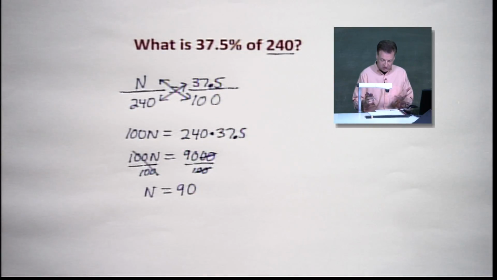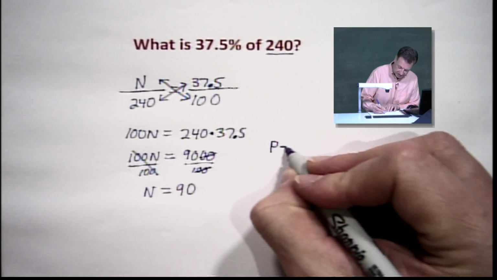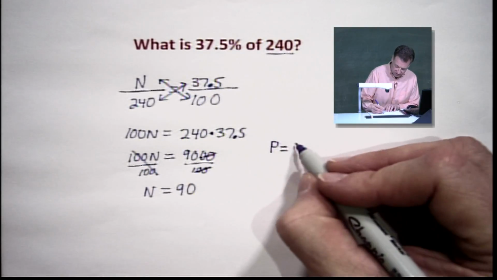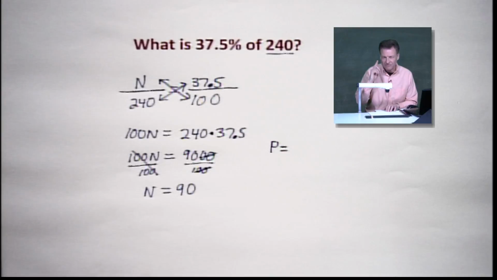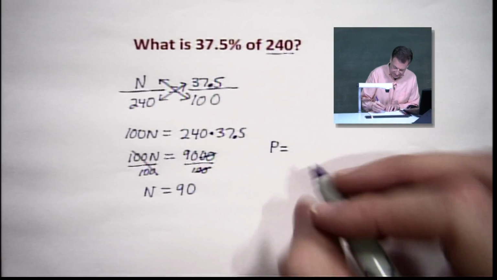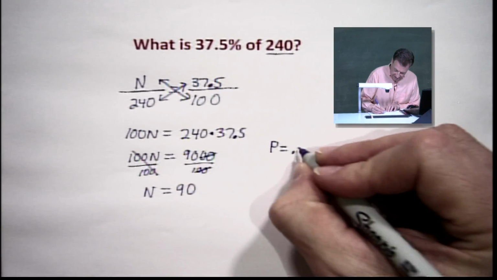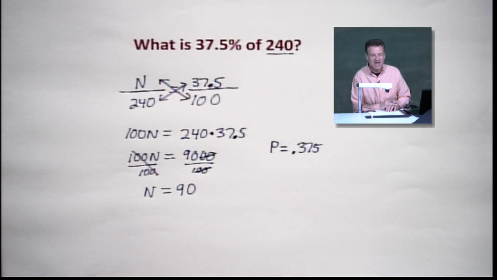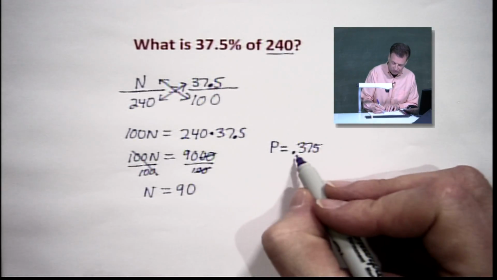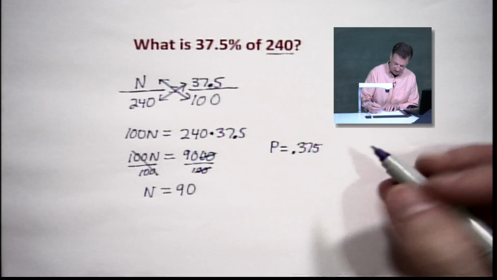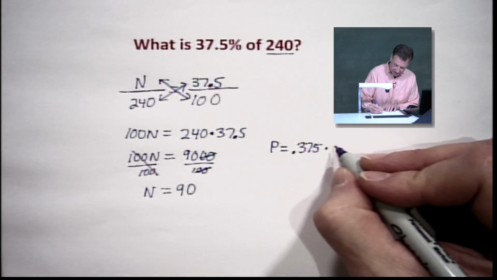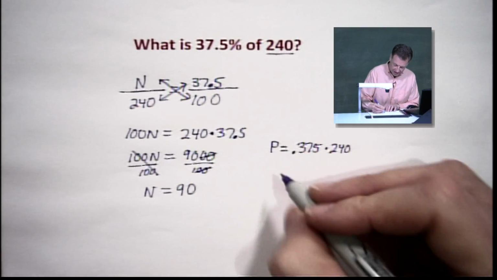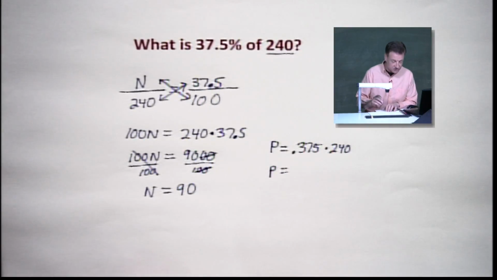Now, a minute ago, I showed you another way to do it. Let's look at that. Part equals the percent, and remember we change it to a decimal. Now, folks, when we change 37 and a half, or 37 and 5 tenths, we've got to move that decimal two places. So this is going to be 0.375. Notice that decimal has moved out to the front, all right? And we're going to multiply it by that 240. And I'm going to tell you right off the bat, the calculator is going to give us 90.